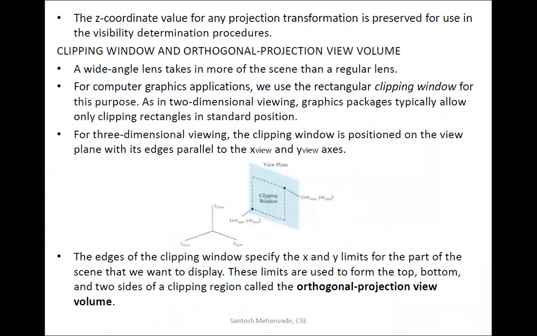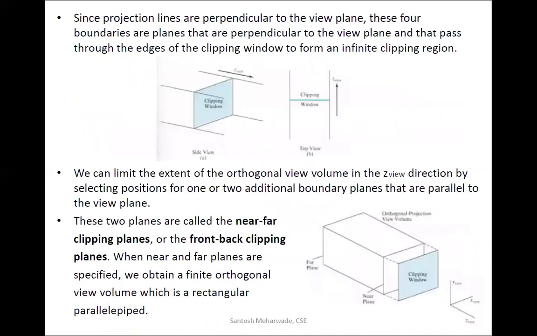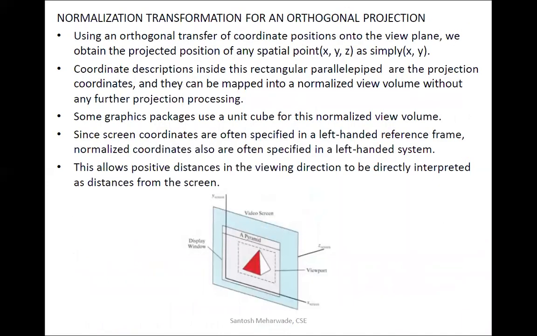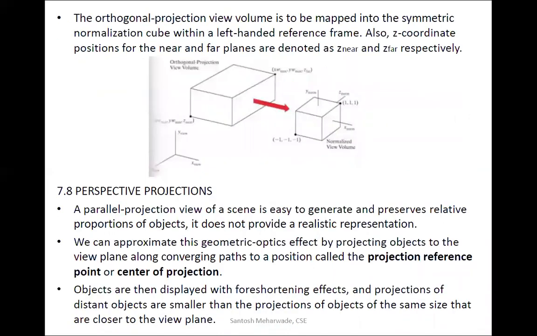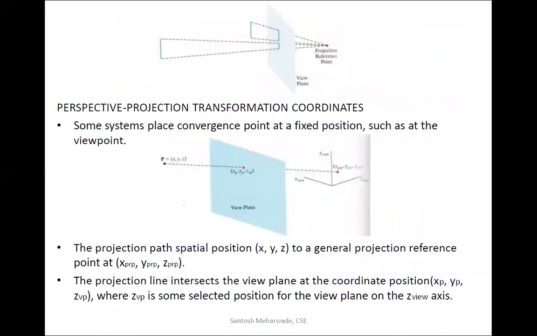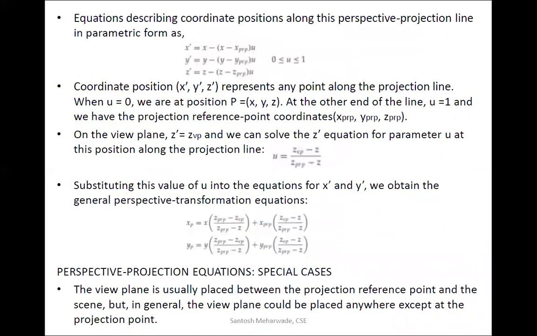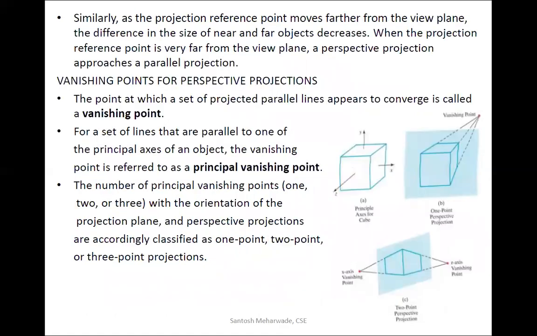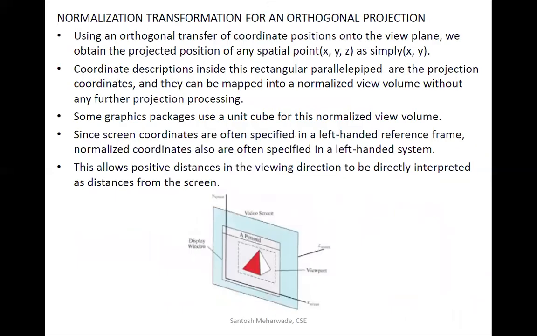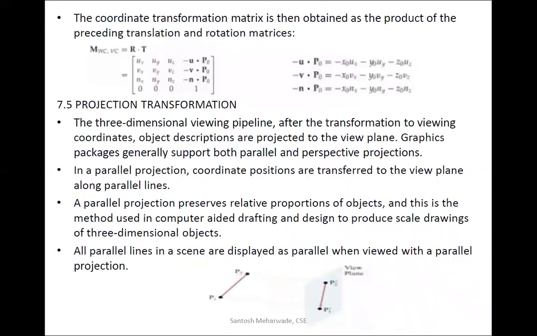Then the clipping window and orthogonal projection view volume, normalization transformation for an orthogonal projection. And next, we are going to see perspective projections. Within perspective projections, we will see perspective projection transformation coordinates and some special cases. And finally, we are going to see the vanishing points for perspective projections. Okay, let us start with our chapter number 7.4.